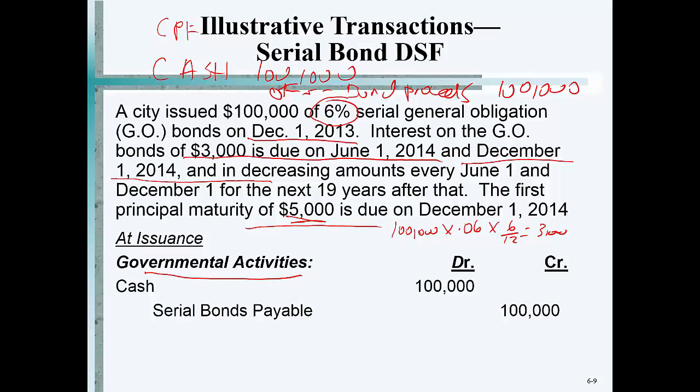So what's going to happen? At the government-wide level, we'll account for this using full accrual accounting. At the individual fund level, we'll use modified accrual accounting. Every time we pay these 3,000s and this 5,000 of principal, we're going to treat it as an expenditure, aren't we? That's all that's happening here, okay?